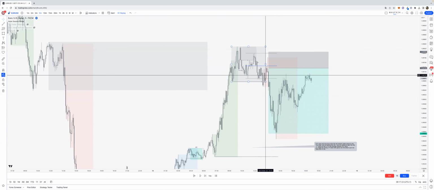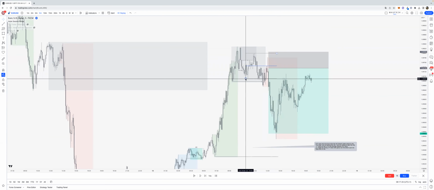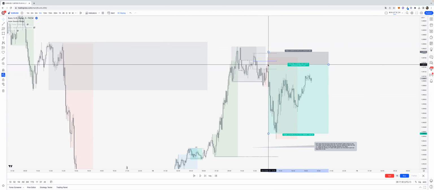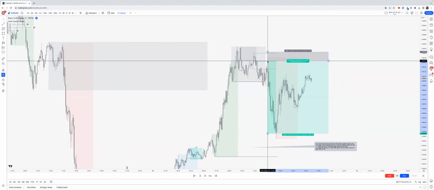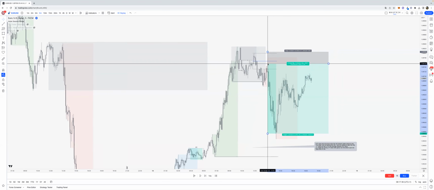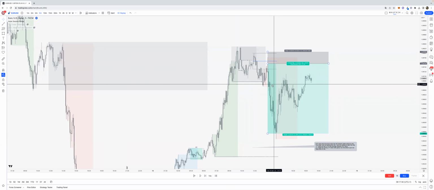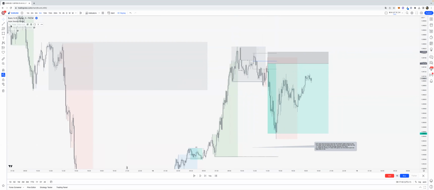So two entries. I like this one. This one is just way too clean. Stops here. 46. No. 56. And then that's clean. That's beautiful. Take that internal range liquidity over here.